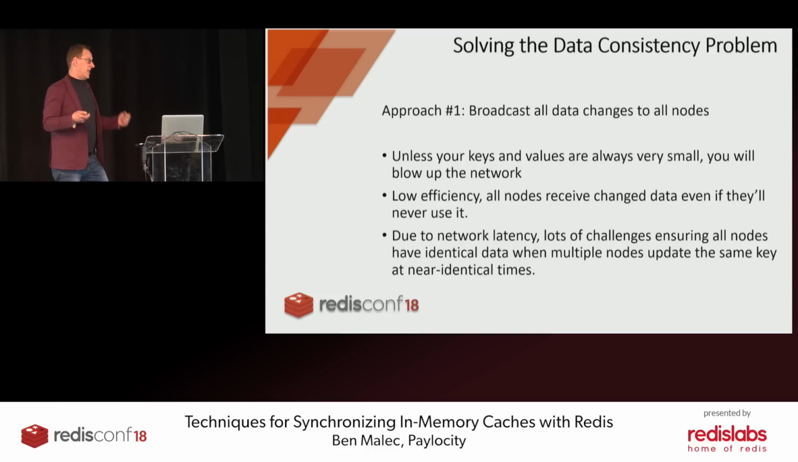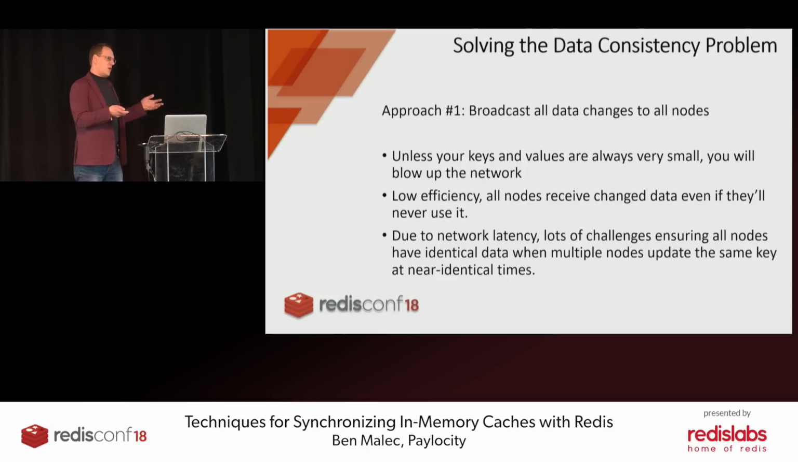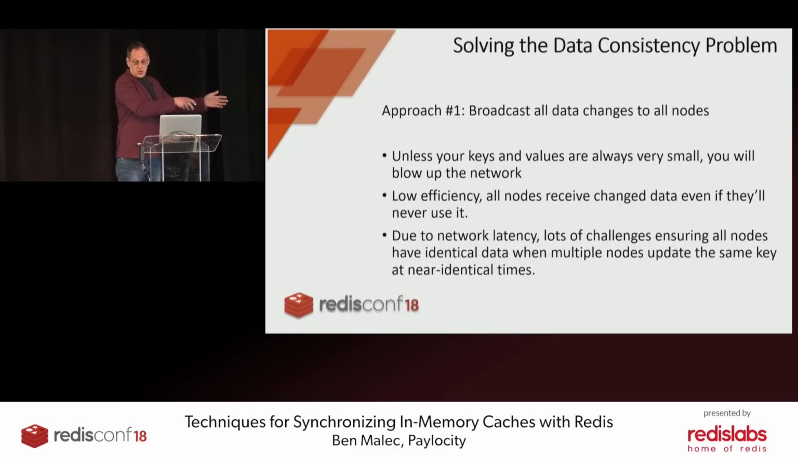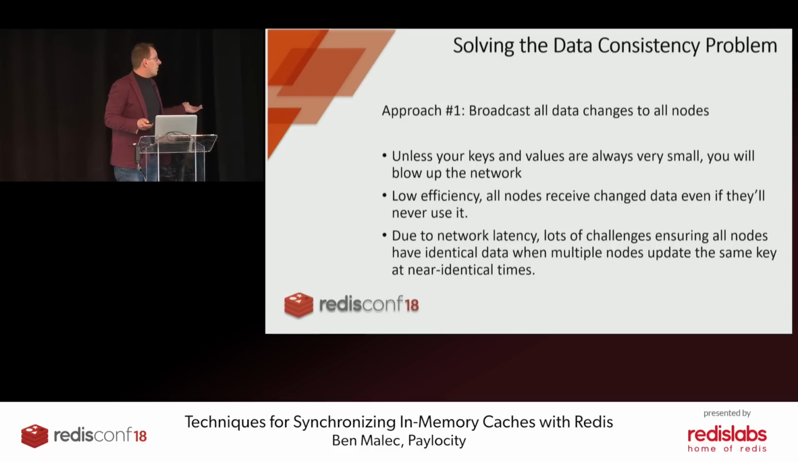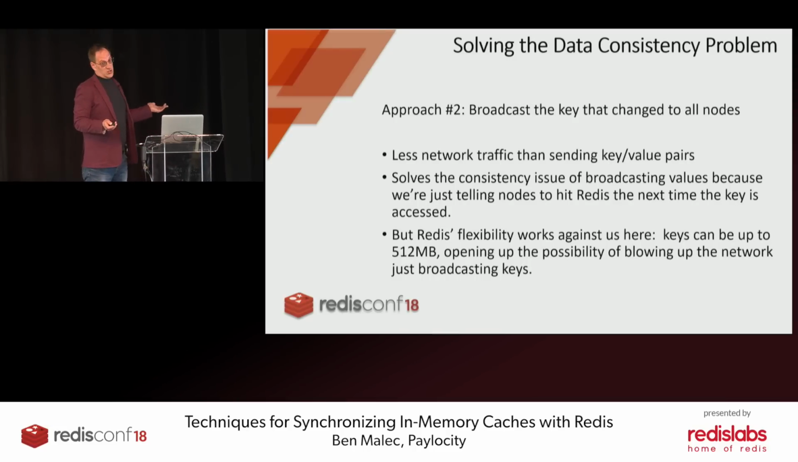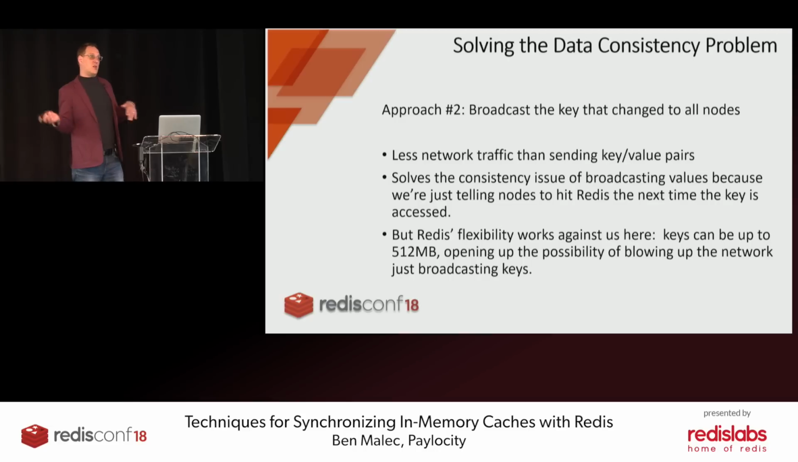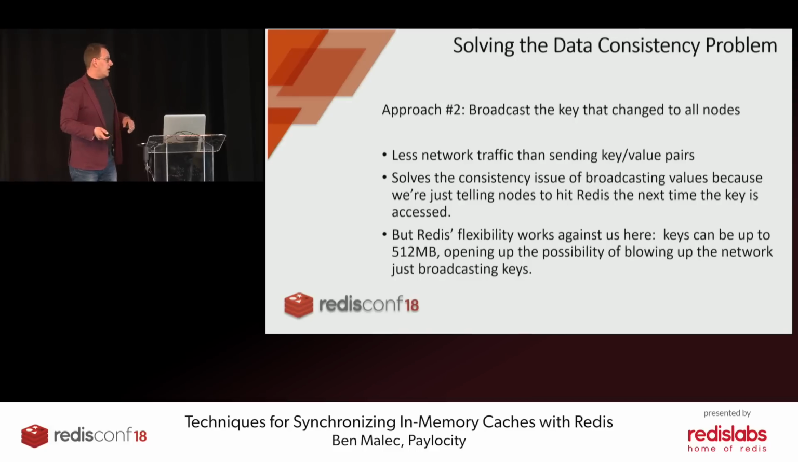Again, due to network latency, we keep having this recurrent theme, trying to figure out who's actually won. Because the last thing we don't want is some servers thinking that this is the correct value and other servers thinking this other value is correct. Not a good thing. Another approach we could do, instead of sending the data, is we could just send the keys. And that actually helps a lot. Obviously it's less network traffic. It solves the consistency issue now, because we're just telling the nodes, hey, you need to go check your data, or you need to refresh your data because this data point's invalid. And we'll just go to Redis. For this cache at least, Redis is always the source of truth.